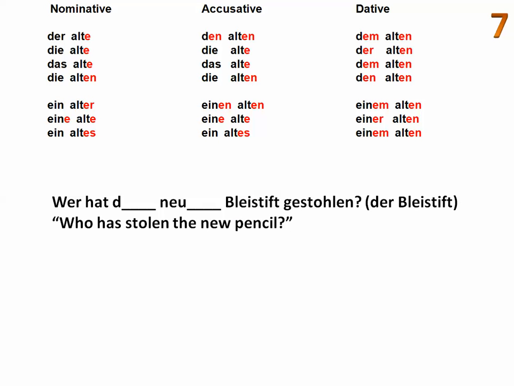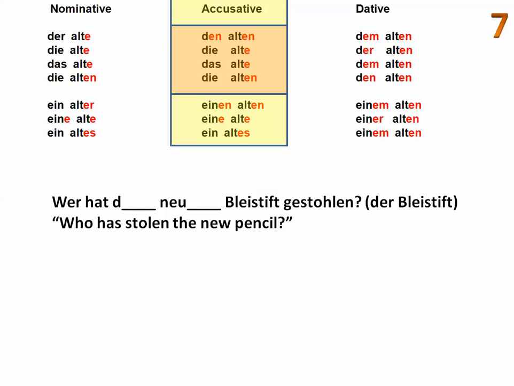Okay, another example. So, who has stolen the new pencil? We ask ourselves, what is pencil here? It is the direct object, so accusative. Second question, is it a definite article? It is. And Bleistift is a masculine noun, so our answer is going to be, wer hat den neuen Bleistift gestohlen?